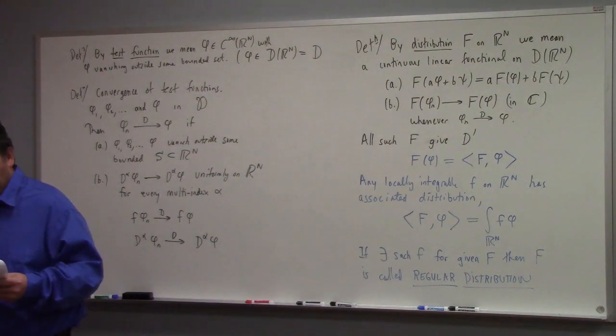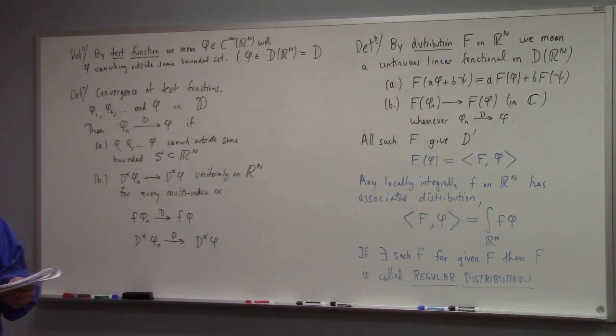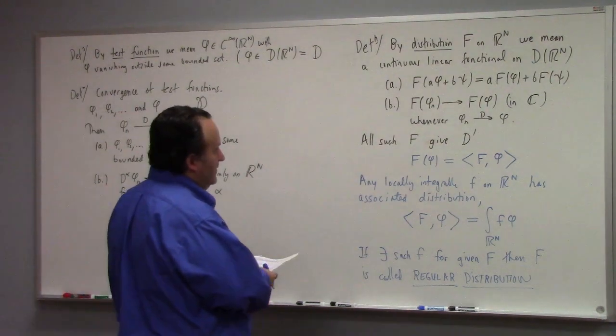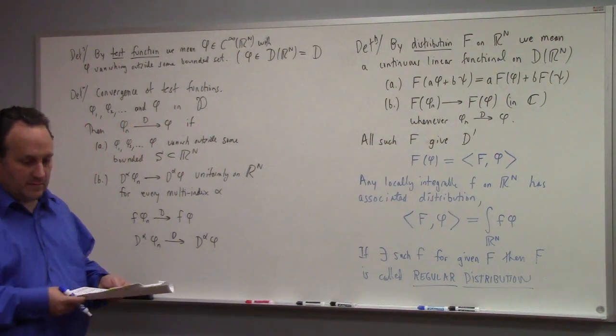Did we define D prime? D prime is the set of all distributions. Oh, okay. So it's not an operation, it's just a label. Yeah.